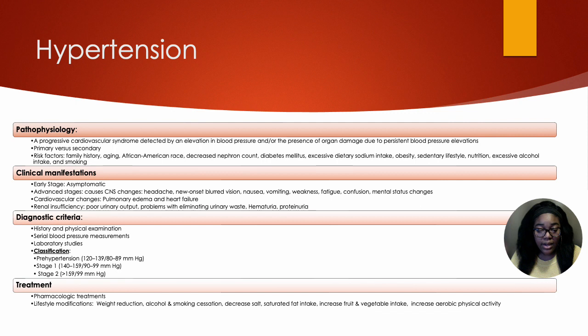As far as your diagnostic criteria, you have to have a history and physical examination. You'll do your blood pressure measurements and you'll look at laboratory studies. And then once it's diagnosed, you can be placed in different classifications of hypertension. So you can have pre-hypertension, which is 120 systolic to 139 systolic, 80 diastolic to 89 diastolic. You have stage 1 where it's 140 and greater up to 159. Diastolic is 90 or greater up to 99. And then stage 2 is greater than 159 and 99 diastolic.